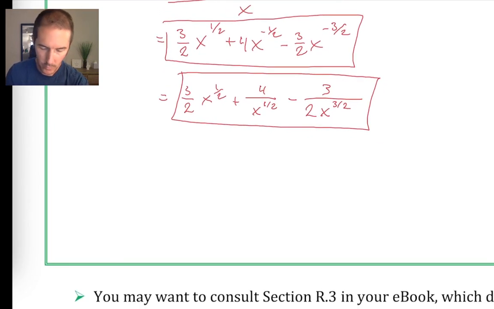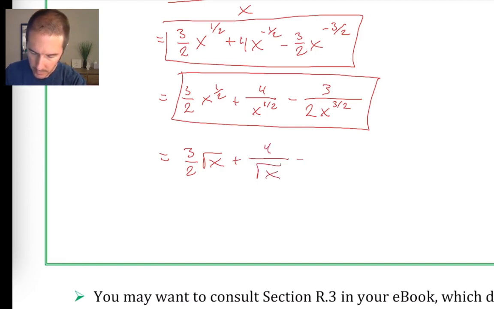If the request was for you to express your final answer using radicals instead of exponents, your final answer would be 3 halves times the square root of x plus 4 over the square root of x minus 3 over 2 times the square root of x to the third.